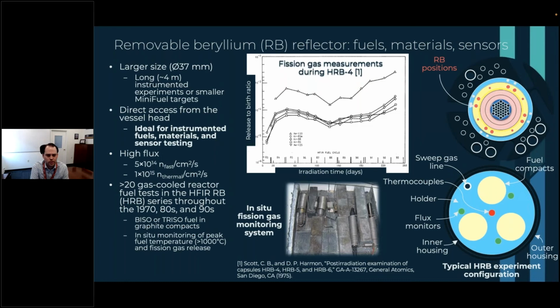We've used these facilities long ago in the 70s through the 90s. We did over 20 irradiations for gas-cooled reactor applications, BISO, TRISO fuels, before the AGR program spun up. But it looks a lot like the AGR test, where we have a series of fueled capsules with in situ monitoring of temperatures and fission gas release. So we have the ability to do this. We haven't done it in a long time, but these are underutilized positions that have a lot of potential.